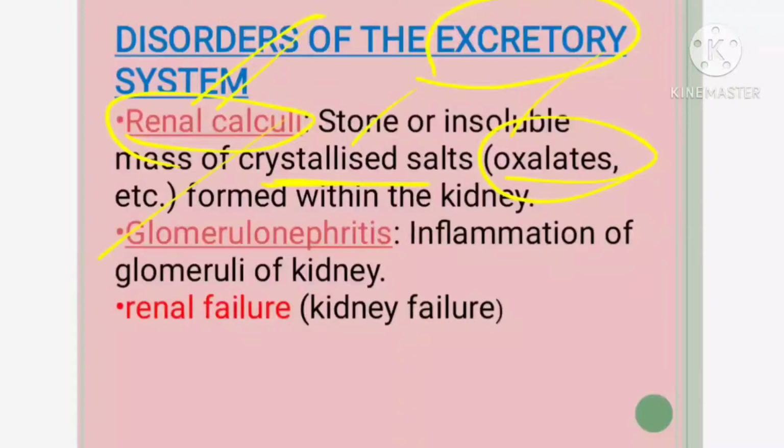What is the next topic? Glomerulonephritis. So, this is a condition which is noted when the glomerulus is inflating because of some reason, because of some infection by some bacteria. Inflate means they swell up. Okay. And when they are swelling up, automatically pressure will increase and will lead to kidney malfunction. Okay. So, that is one.